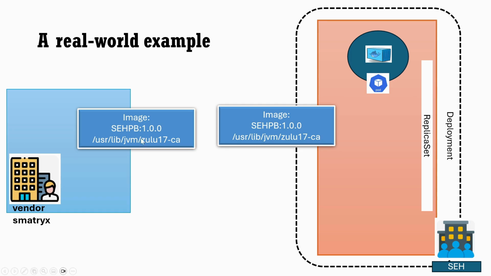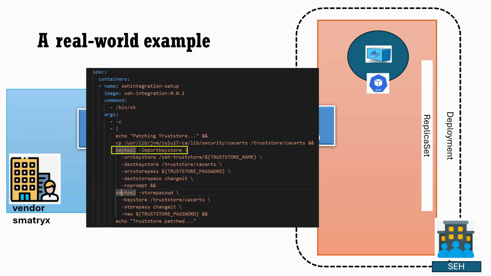Now since this is a vendor image, SEH cannot directly change the image, but SEH needs to validate SSL certificates used by internal or external services. So SEH needs to add its own CA or signed certificates to the vendor's Java trust store. Java applications use a trust store, cacerts, to validate SSL certificates. In SEH, they need to add custom certificates to the Java trust store. This is done at runtime inside the pod using the keytool -importkeystore command.